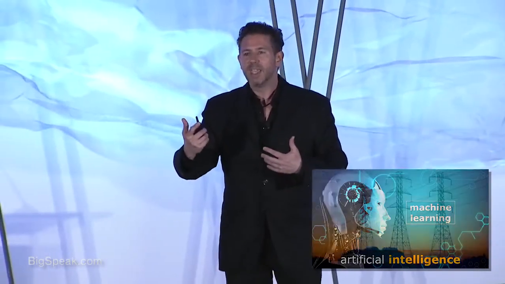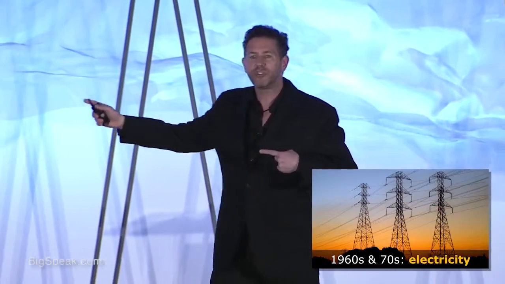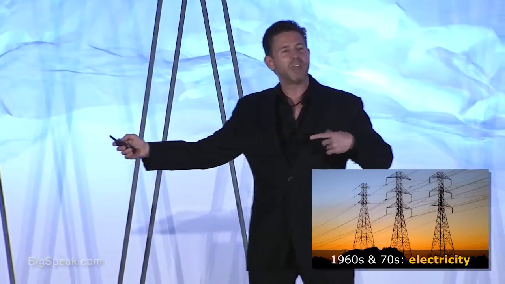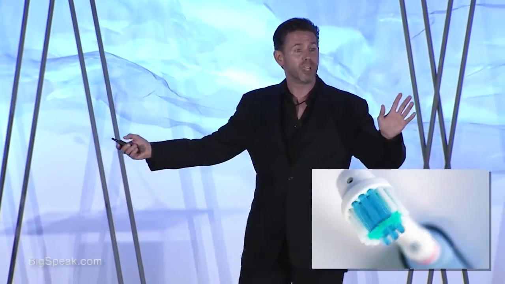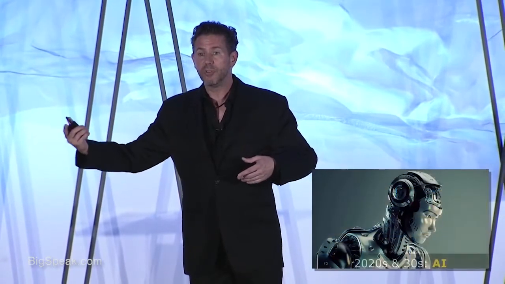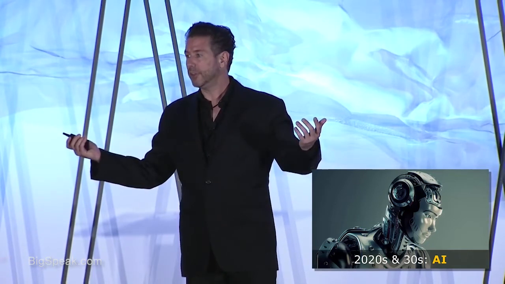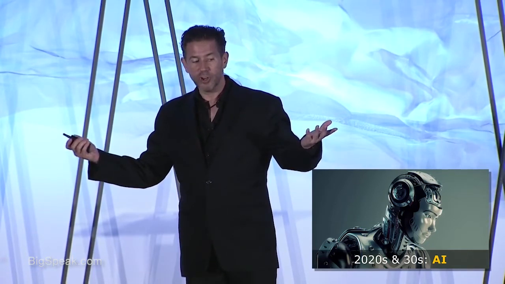If you look back into the 1960s and 70s, the innovation back then was electricity. That was the big thing back then. So what did businesses do? They put electricity into everything. They just took one industry after another and added electricity. Well, what are we doing now? If you look into the 20s and 30s, the innovation now is AI. So where are the opportunities? We're going to put AI into everything. And it's already started.